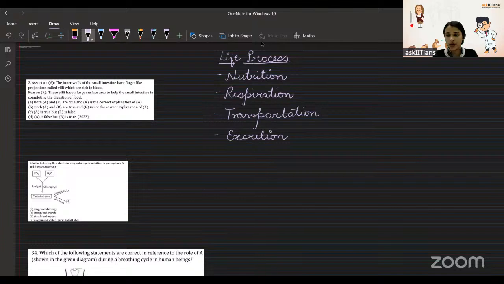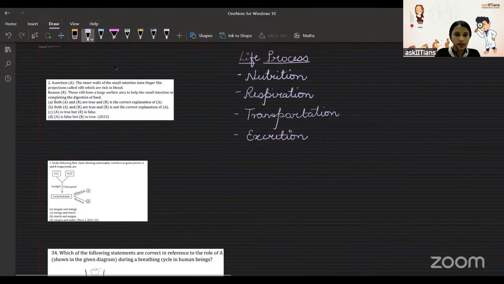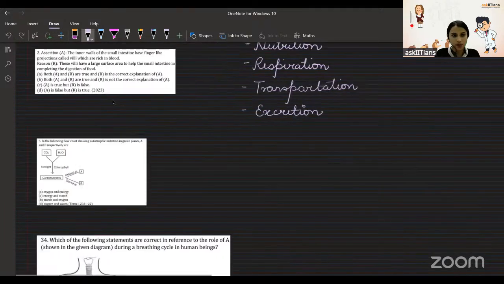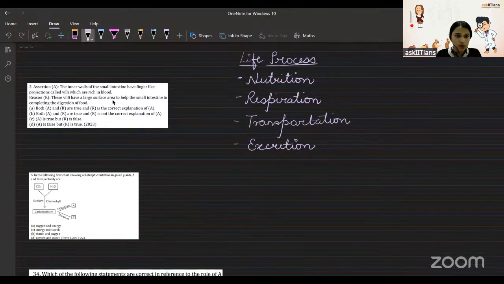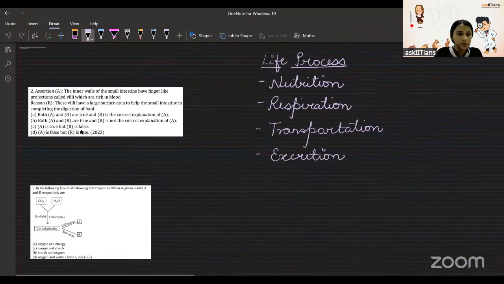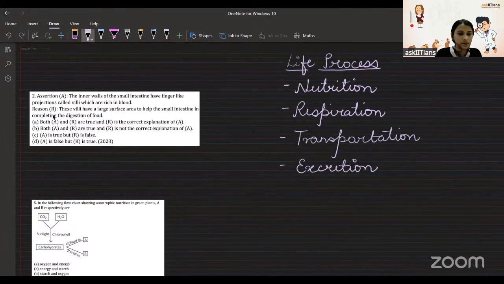All these sections are equally important. The examiner can ask any question from any of these sections, right? So we have to prepare all these sections very well. In today's class, we will discuss some PYQs, previous year questions. So let's start. This is your first question.